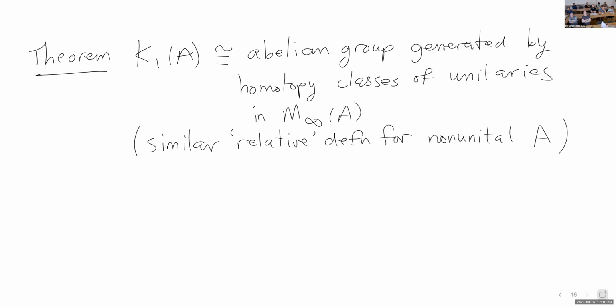Adding this tilde to A is not enough because M infinity of A tilde will still be non-unital. I see what you mean. Okay, let me be more precise. Let me say unitaries in Mn of A for n in N. Yes, it's locally unital.